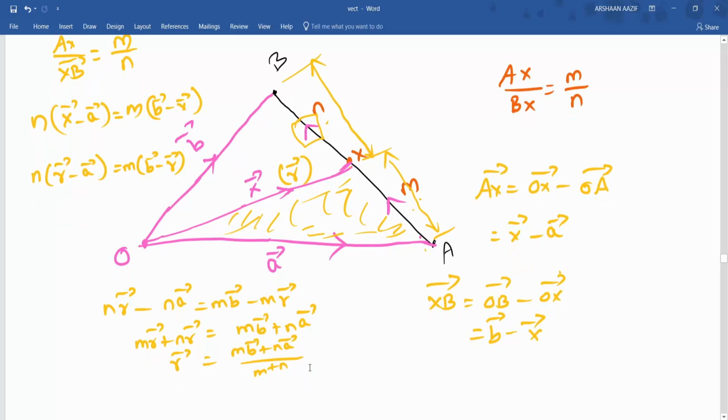Now if you look here, when we take m, we have to take the other side vector. It is the opposite that you have to take. You would remember m into x2 plus n into x1. In the same way here, when I take m, I have to take the b vector, and when I take n, I have to take the other side, that is the a vector. So we have m b vector plus n a vector divided by m plus n.